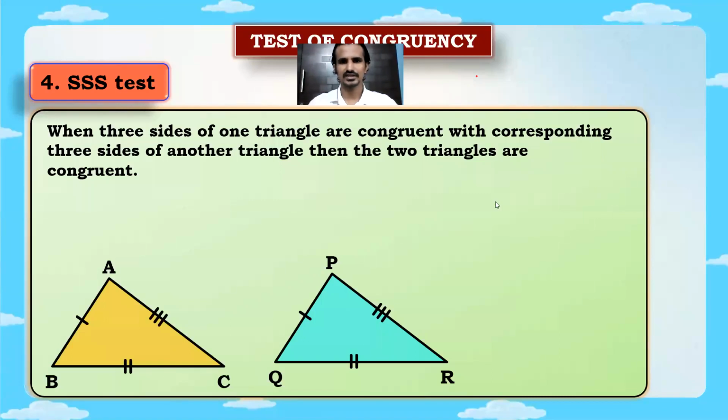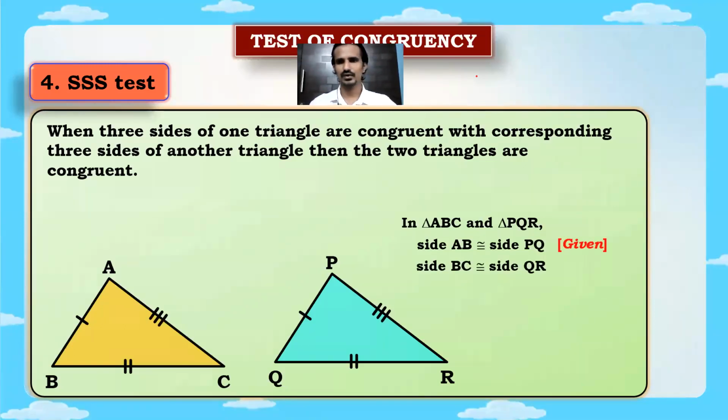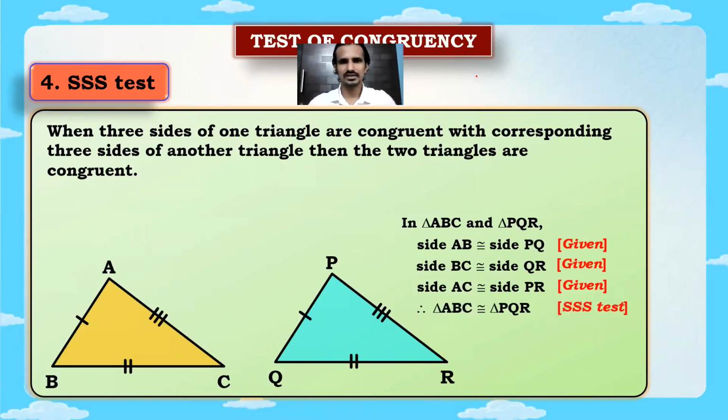Yes, sir. Yes, Dhruv can speak now. In triangle ABC and triangle PQR, side AB is congruent to side PQ, side BC is congruent to QR, side AC is congruent to PR. All right, very good. Triangle ABC is congruent to triangle PQR by SSS test. Very good, Dhruv. Okay, you mute yourself, please. So it is triangle ABC congruent to triangle PQR.